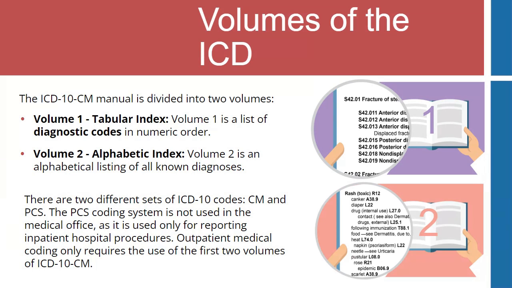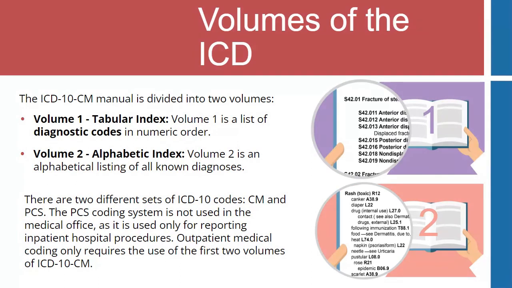Volume 2, and please forgive me, you'll hear me say diagnosis codes and diagnostic codes. Same thing, okay? Volume 2 is the alphabetic index. That's the alphabetical listing of all known diagnoses. So there are two different manuals: the PCS coding is used in inpatient settings, and the ICD-10-CM is used in the office setting. So what we're talking about right now is the ICD-10-CM, which is used in the medical office.